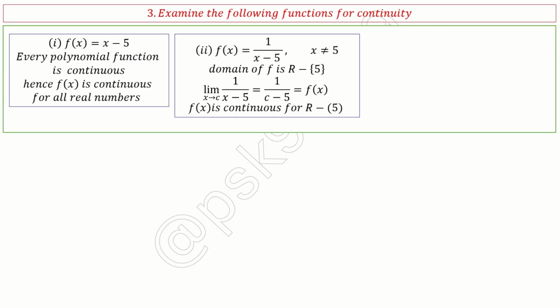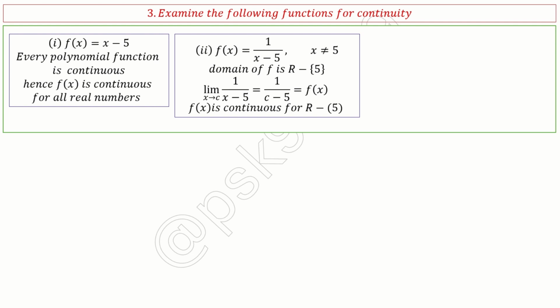f of x equal to x minus 5 is a polynomial function, so it is continuous for all real numbers. We know it. Now f of x equal to 1 by x minus 5, where x is not equal to 5. So the domain of the function is already R minus 5, correct? The domain is R minus 5, so I should check continuity only at the points in R minus 5, those points only I have to check.